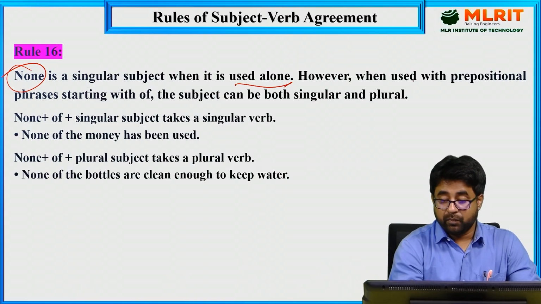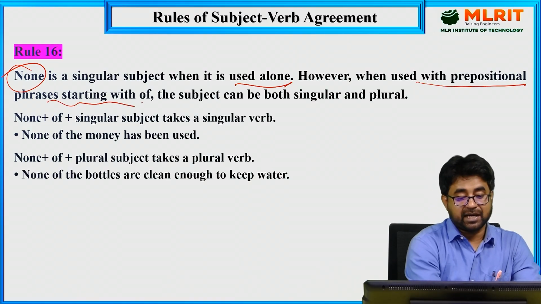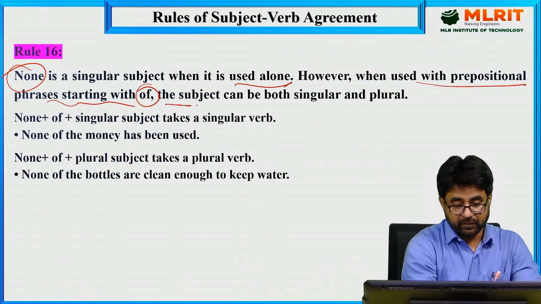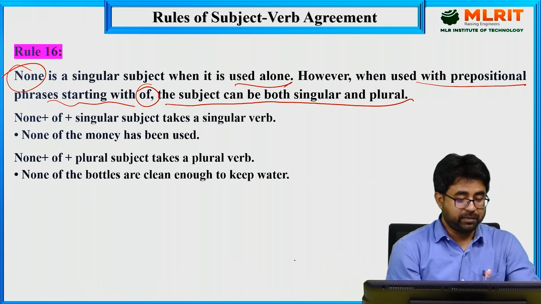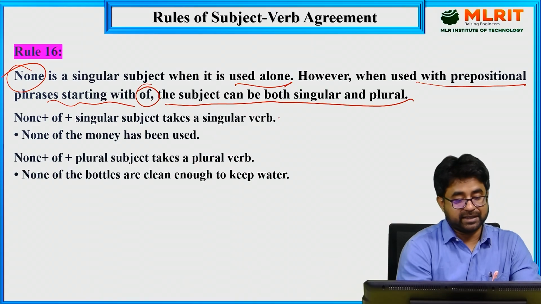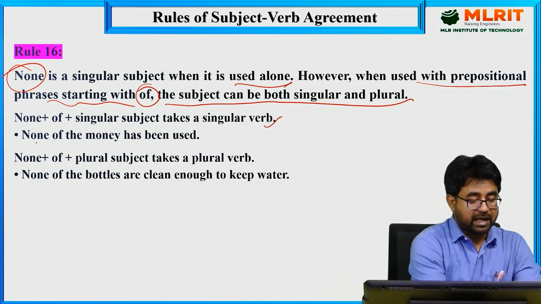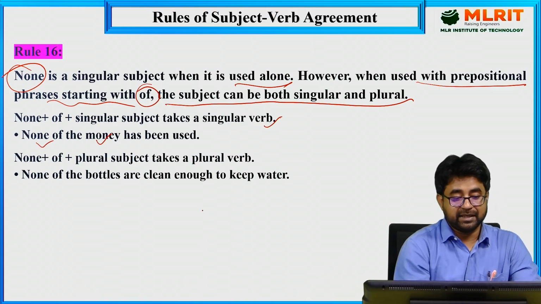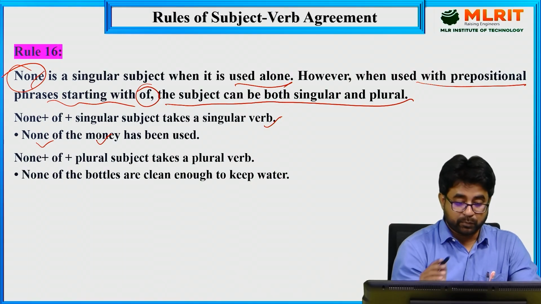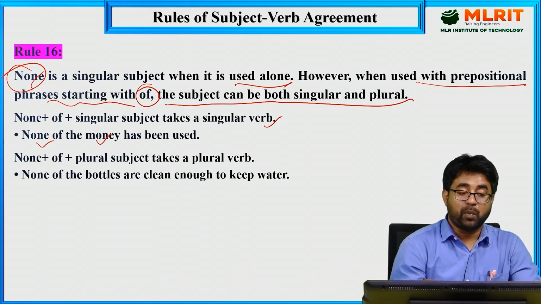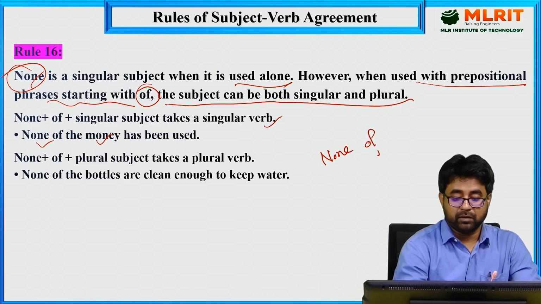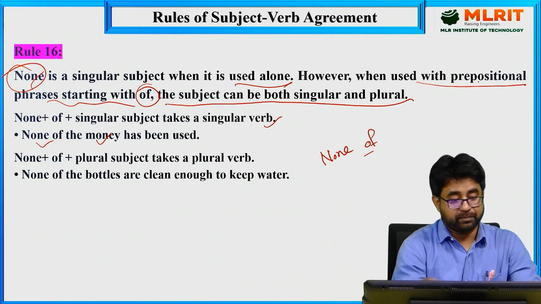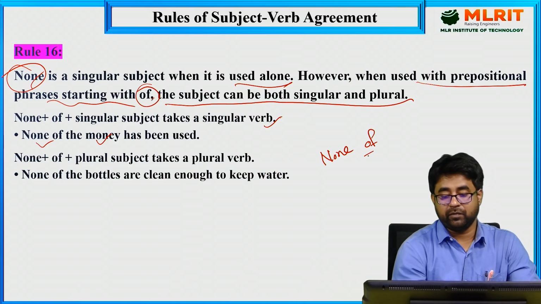But when used with prepositional phrases starting with of, the subject can be both singular and plural. So see the example here. None of singular subject takes singular verb. So none of the money. You can see none is singular because it's an indefinite pronoun. But we are dealing with a situation here: what happens when we use the word none followed by the expression of. That's why, when you use the prepositional phrase that starts with of.